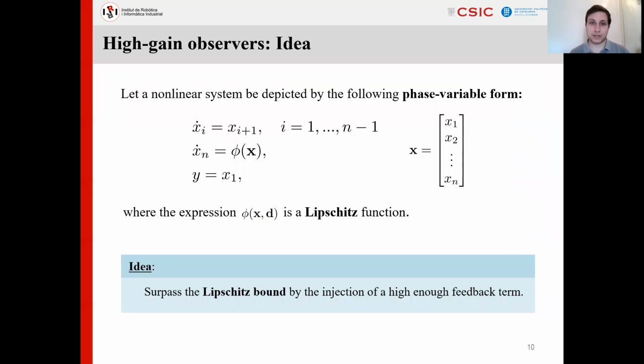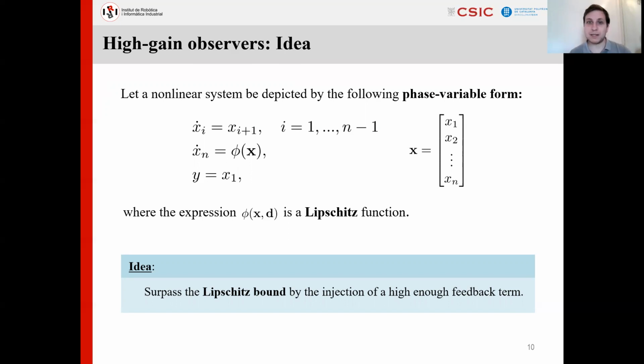The idea is to begin with a system in this triangular form here, where x1, x2, x3 are the components of the state. So we have this chain of integrators, and y is the measured output. It should be remarked that the high-gain observer is not restricted to this particular triangular structure. It can be generalized to other triangular structures.